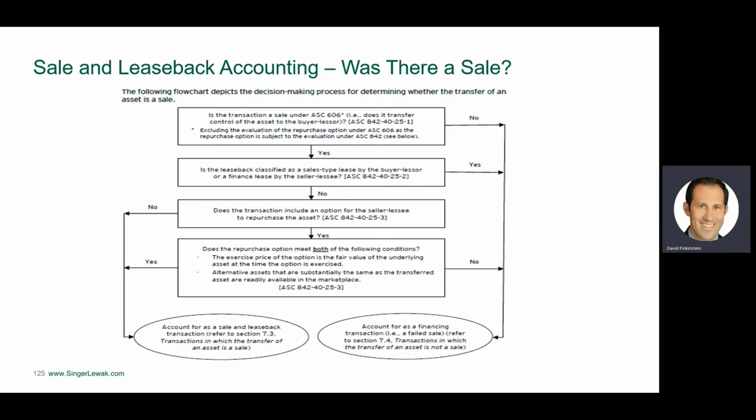So is the original transaction a sale under ASC 606? Did it actually transfer control of the asset to the buyer lessor? If it did, is the leaseback classified as a sales-type lease by the buyer lessor, a finance lease, or by the seller lessee? If it isn't, does the transaction include an option for the seller lessee to repurchase the asset? If it does, does the purchase option meet both of the following conditions? One, is the exercise price of the option at fair value of the underlying asset at the time the option is exercised? Two, are there alternative assets that are substantially the same as the transferred asset readily available in the marketplace? If it meets both of those, then we are in a sale leaseback transaction. If it does not meet those criteria, then we are, again, in a financing transaction, also commonly called a failed sale.